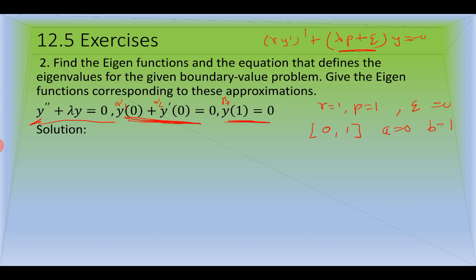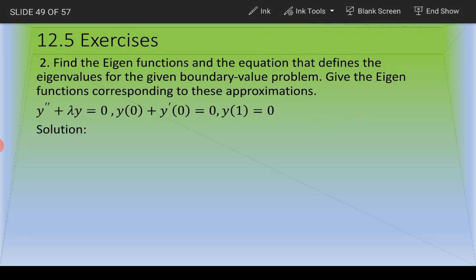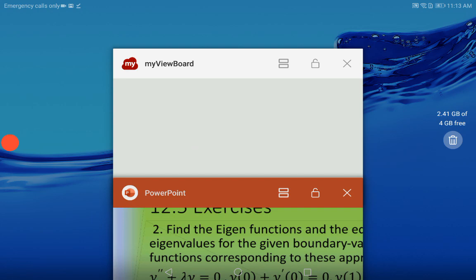Okay. Now how to solve this one? What's the question? Find the eigenvalues and the eigenfunctions for the given boundary value problem. Solve it, isn't it? Give the eigenfunctions corresponding to these eigenvalues. Okay. What we are going to do is on a separate sheet, I'll do it.